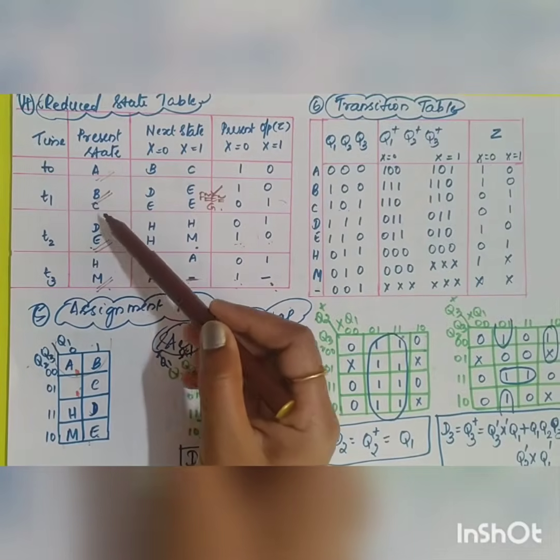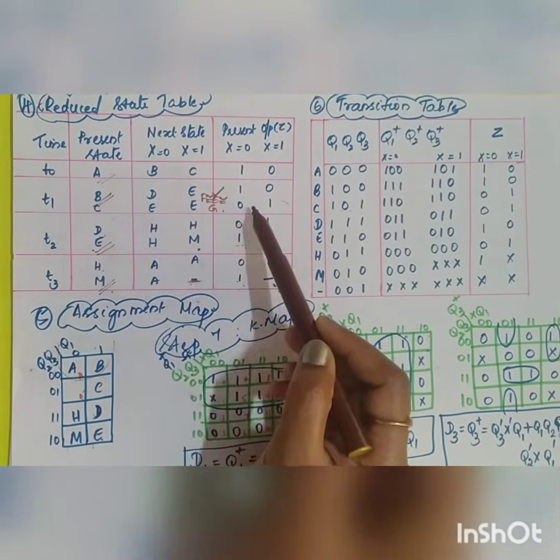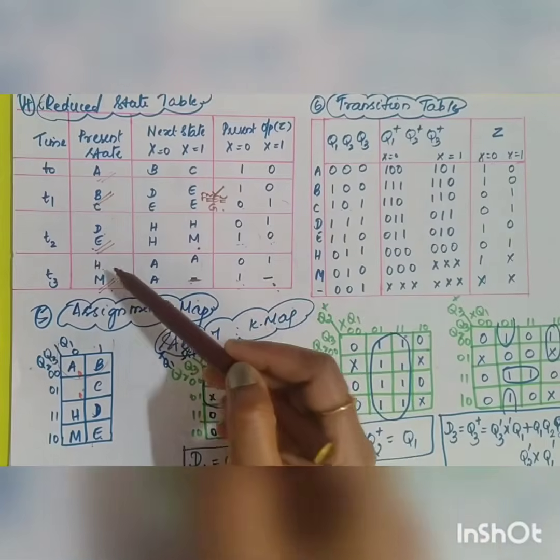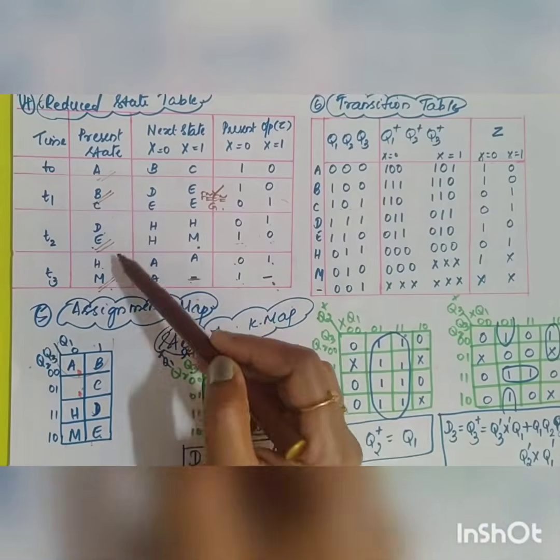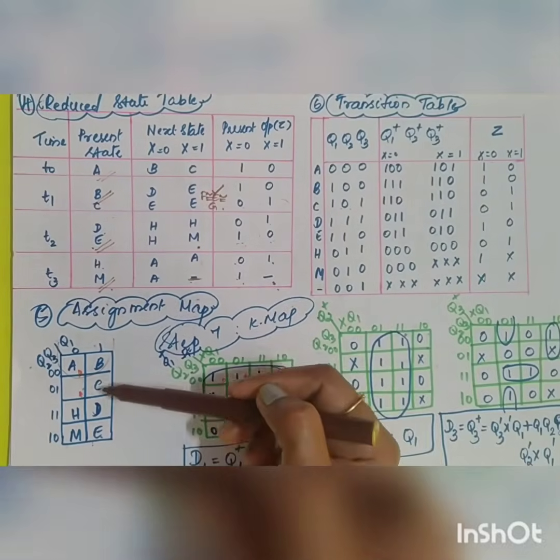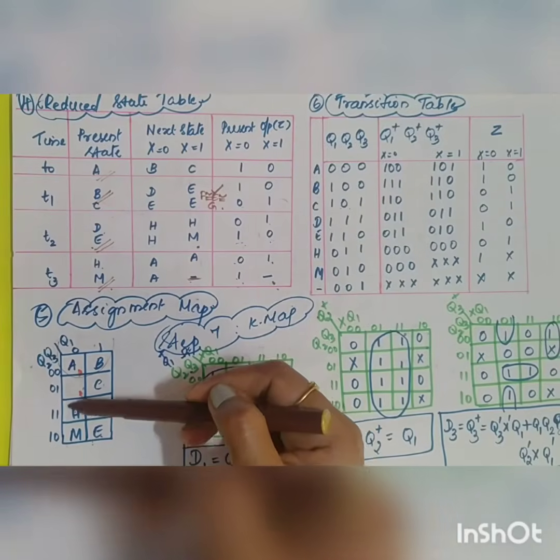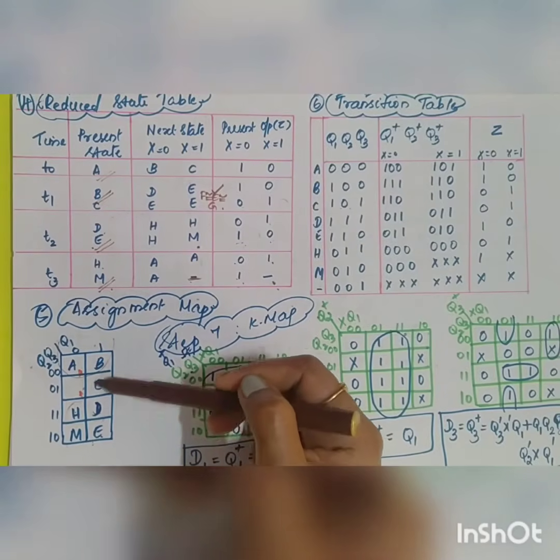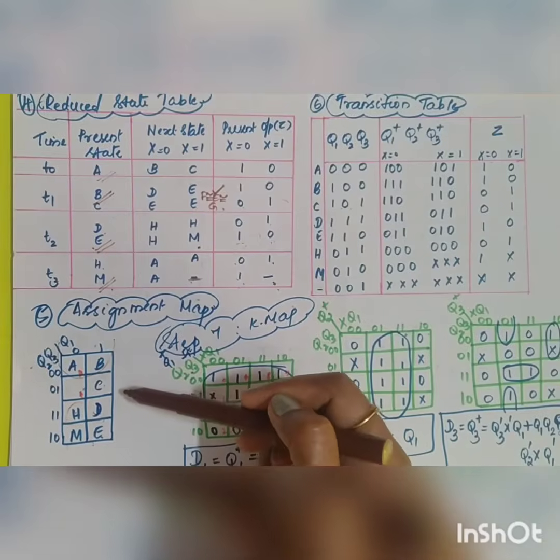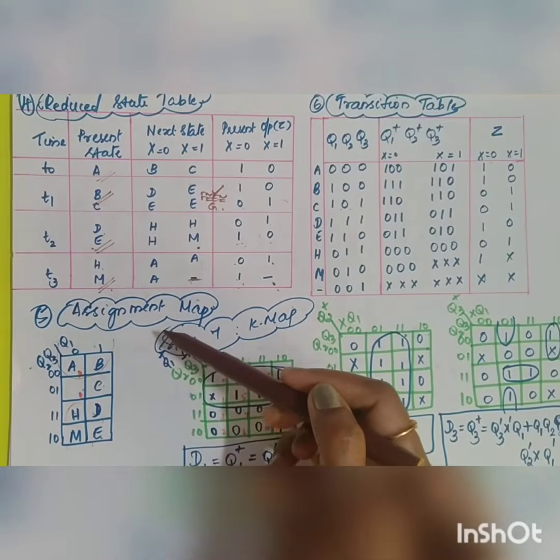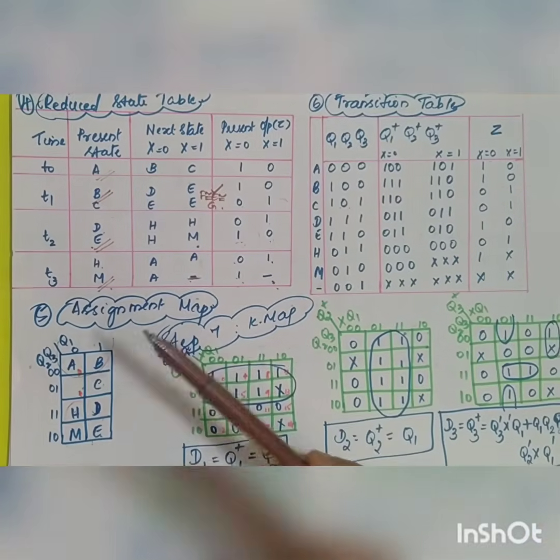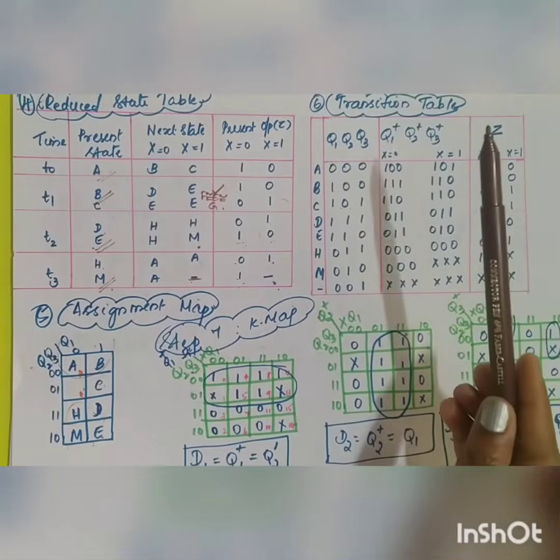Similarly, see here C, D and H. C is having 0, 1, D is having 0, 1 and H is having 0, 1. So these three have to be placed nearer. So C, D and H are also placed nearer to each other. So this is how you have to do your assignment map. The assignment map has to be done a little bit carefully. Once your assignment map is done, you can go for your transition table.